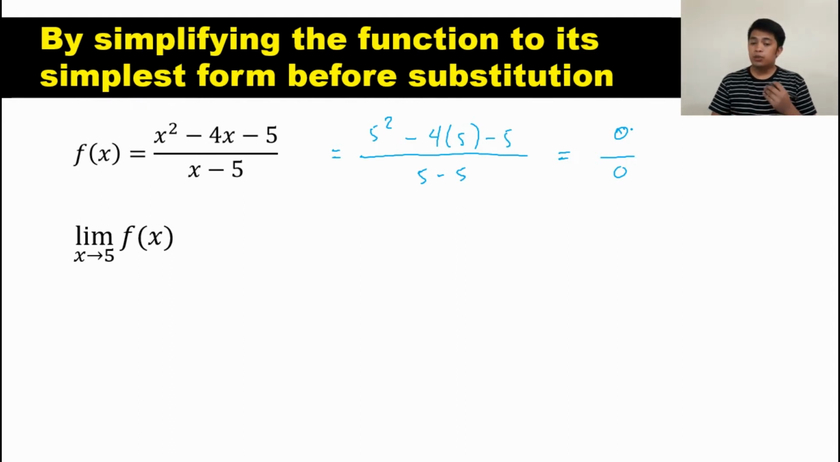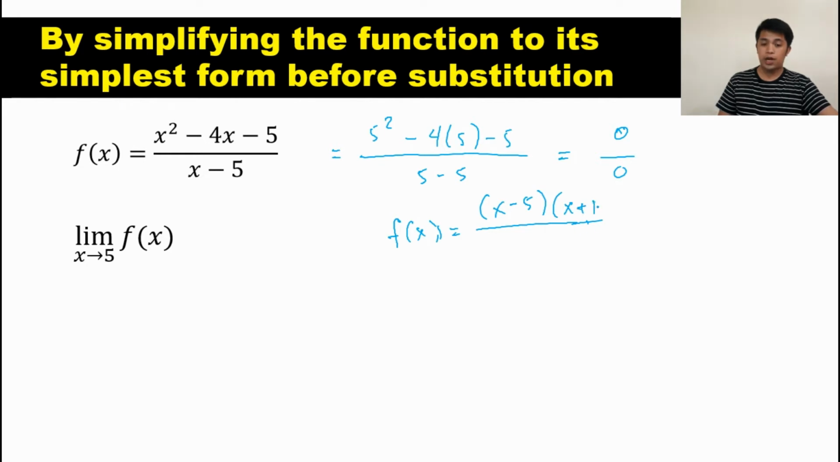Dili nga mag-direct substitution lang ta. We have to simplify the function to its simplest form before substitution. So if the function can be simplified, ato sa gid siyang i-simplify before we use substitution. For this example, pwede din nato siya ma-factor out kaning atong numerator. So if we will factor our numerator, this will become x minus 5 times x plus 1. And then our denominator is x minus 5.